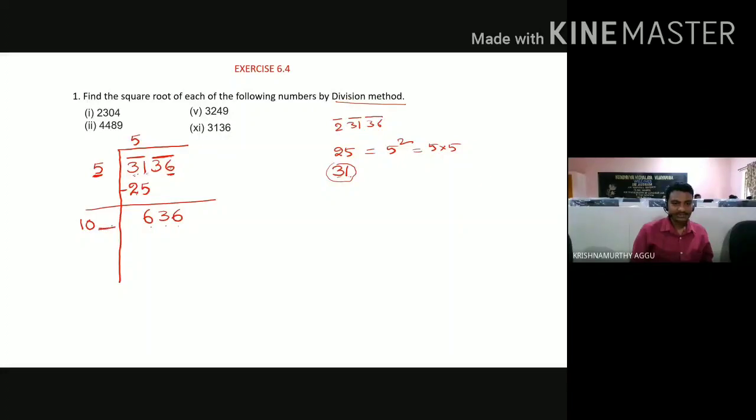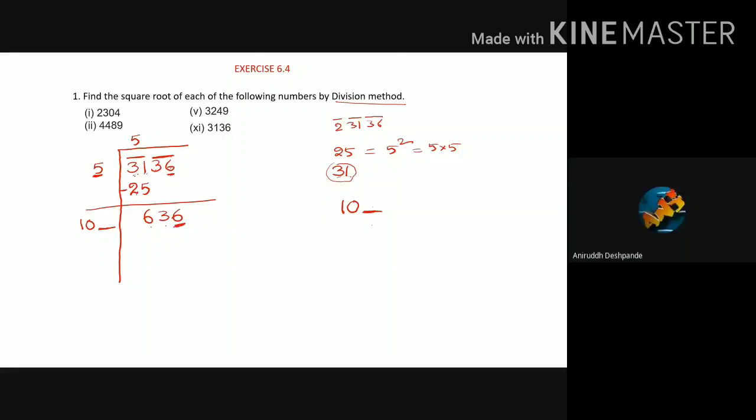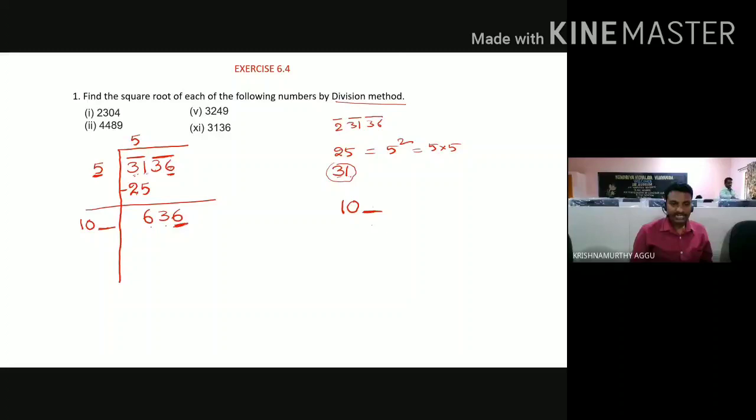Keep a blank here. So now come back to the rough work. After 10, you have to select some digit. With that digit only, if you multiply, you should get 636. Can you guess it? What is the digit you have to take? Here, the units digit is what? Six. So if you wanted to get 6 at the end, which digits are to be multiplied with itself?